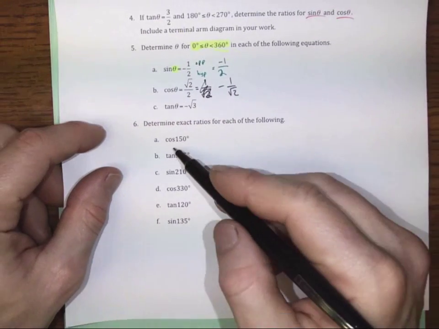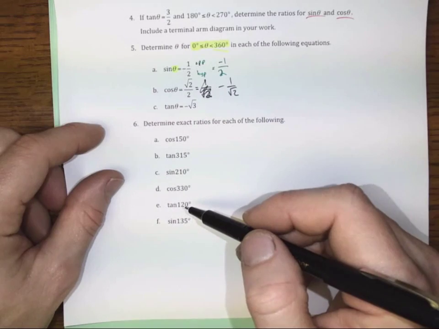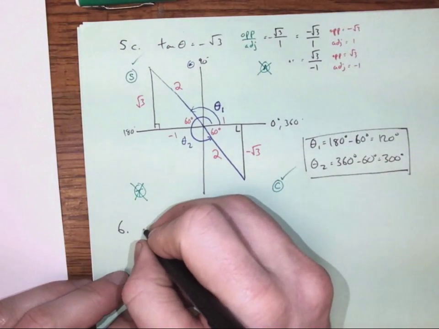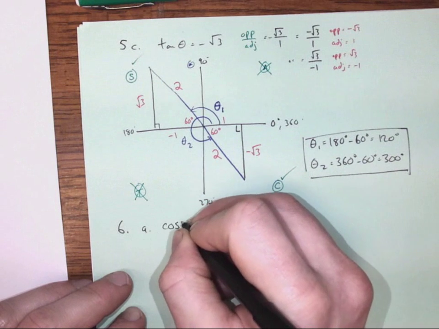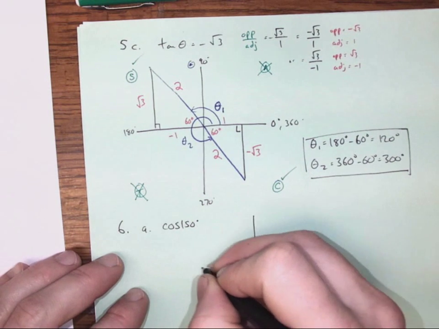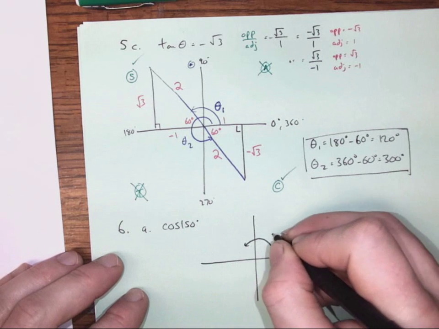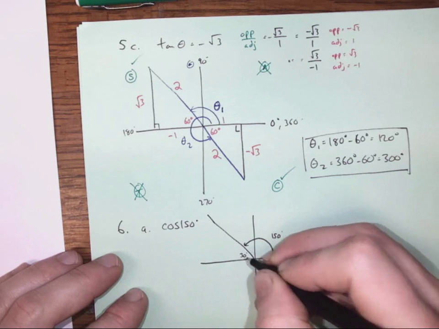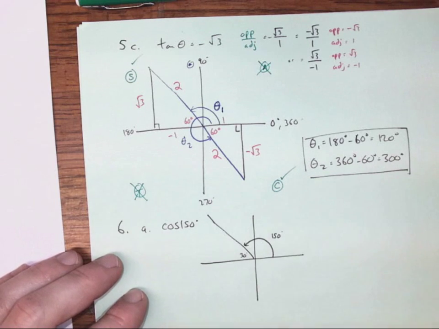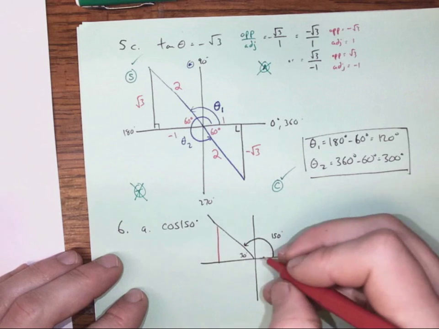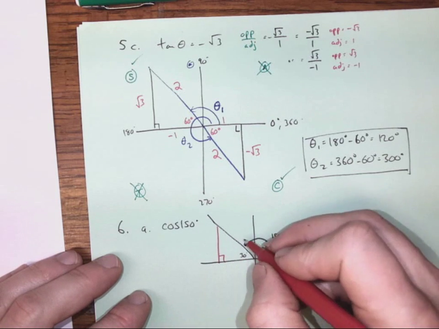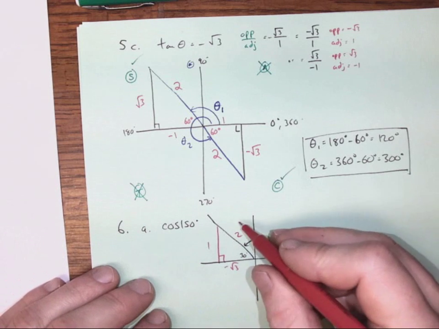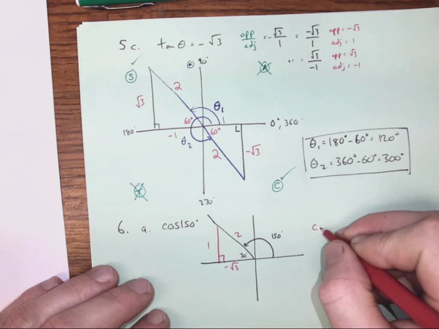So let's start with cosine of 150 degrees. The first thing I would do is draw 150 degrees. This is not to scale, and that means I know I have 30 degrees left. So I can draw in a reference angle triangle here, and that's going to be my 2, 1, root 3 triangle. And so that'll tell me my cosine of 150 is going to be my adjacent over my hypotenuse, negative root 3 over 2, which is just negative root 3 halves.